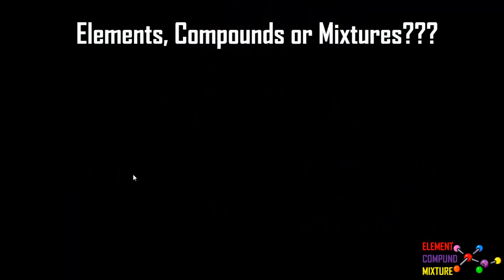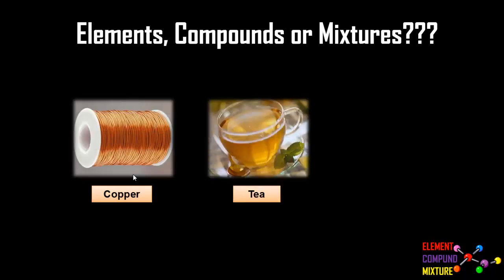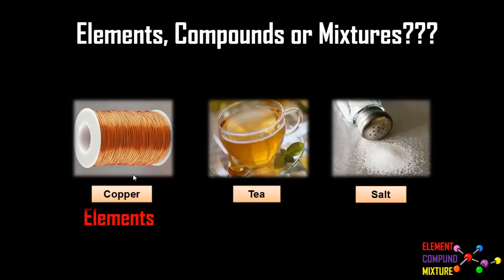Okay, now we can answer the problem. The first, what are copper, clay, and salt? Copper is an element, and salt is a compound. Clay is a mixture.